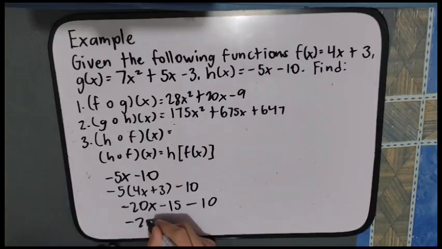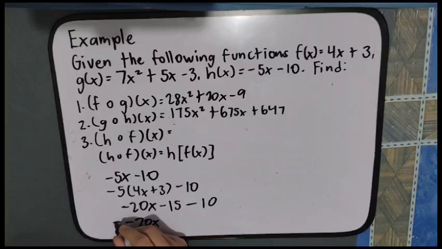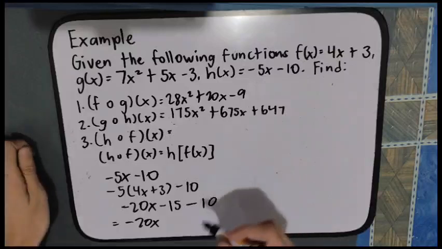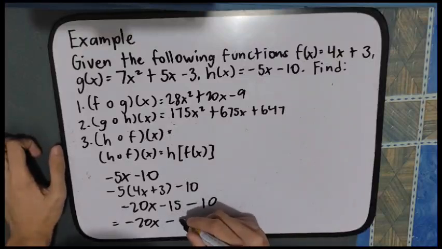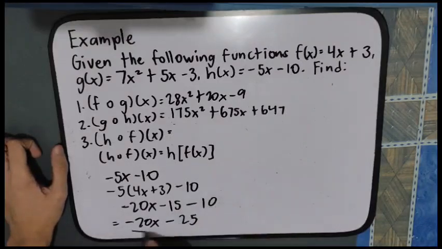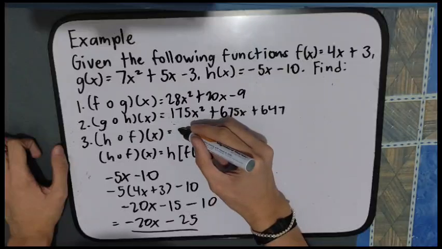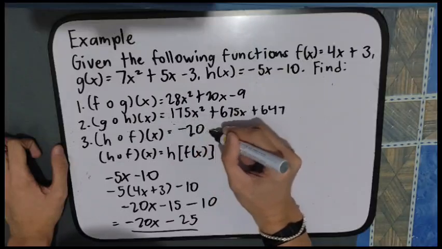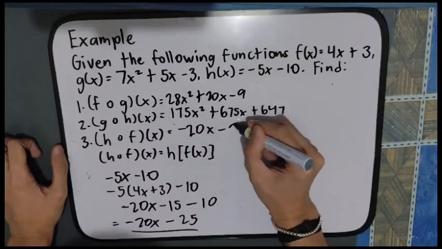Copy negative 20x. Then combine negative 15 with negative 10. Negative 15 plus negative 10, we have the answer of negative 25. And this is our answer for example number 3: negative 20x minus 25.